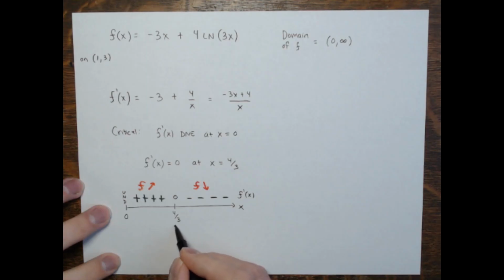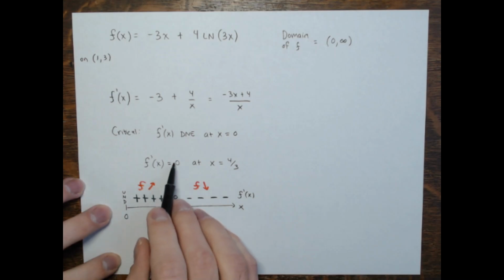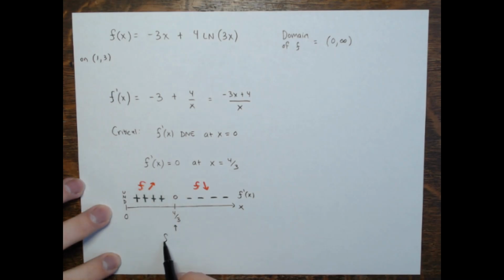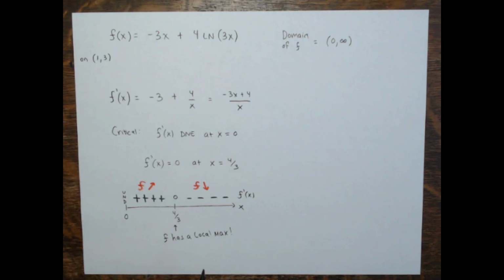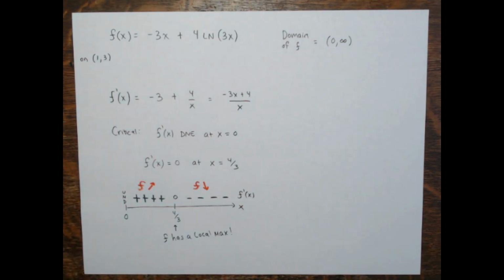So 4/3 is where there's going to be a local maximum value. It's increasing and then decreasing. So the graph of f, the original function, has a local maximum value at x equals 4/3, and 4/3 is between 1 and 3, so that's my answer. And notice no local minimum values.